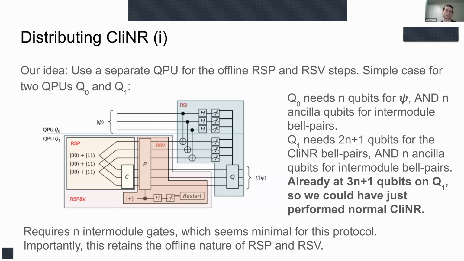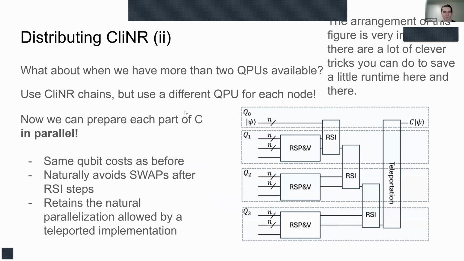So in this case, why wouldn't you just do CliNR on Q1 on its own? Right. So clearly this is sort of a toy example, just the basic idea to show that you can distribute it across 2 modules, but in practice, this would make no sense. However, we are still retaining this offline nature of RSP and RSV.